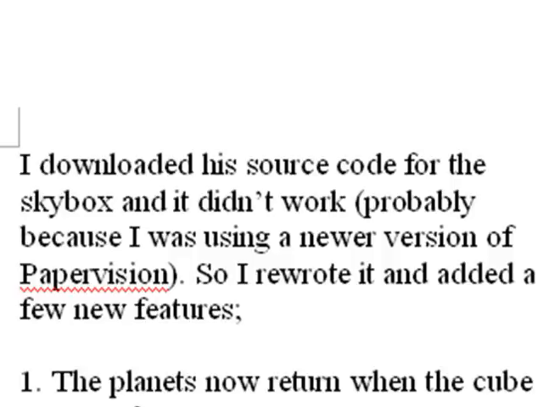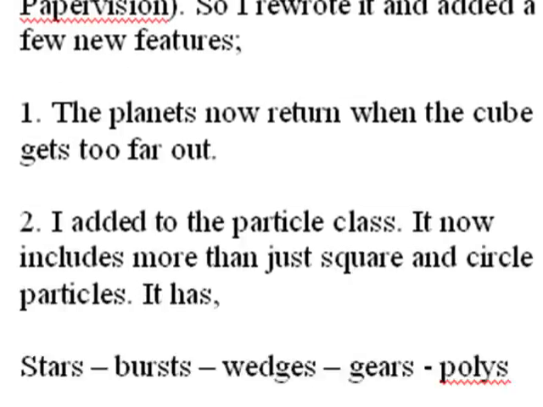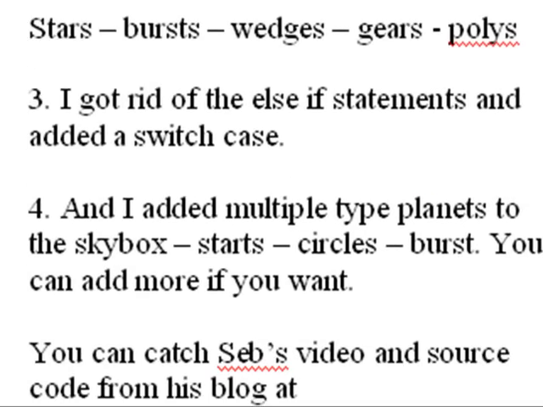So I rewrote it and I added a few new things, and here are the new features that I added to his code. The particles now return when the cube gets too far away. I added to the particle class, it now includes more than just square and circle particles. It has star, burst, wedges, gears, and polys. I got rid of the else statements in the material class, and I added a switch case. Of course, you want that instead.